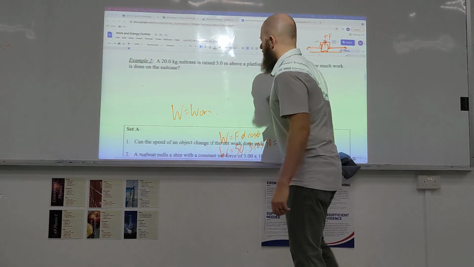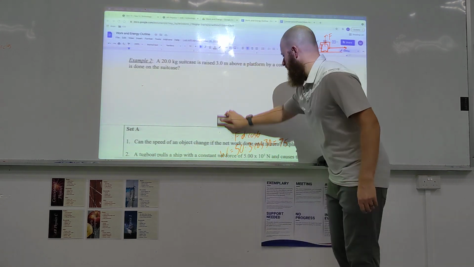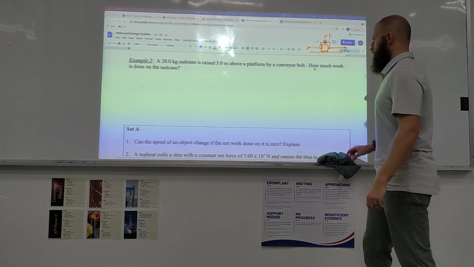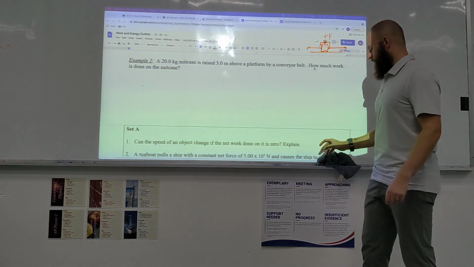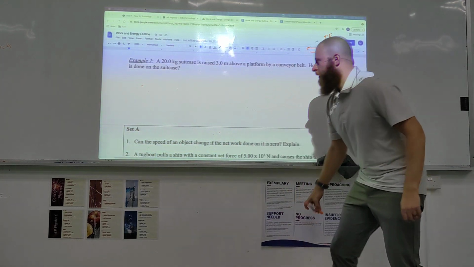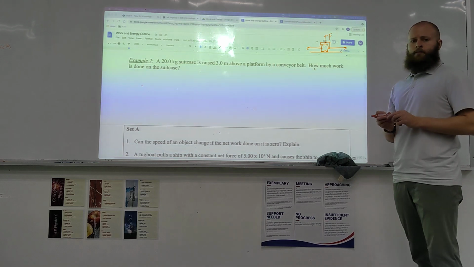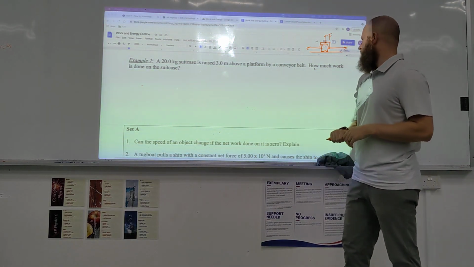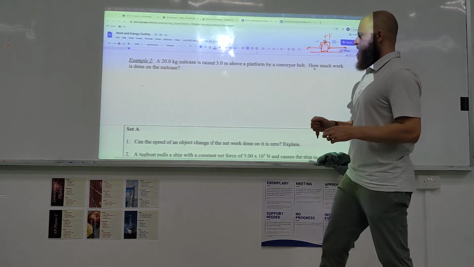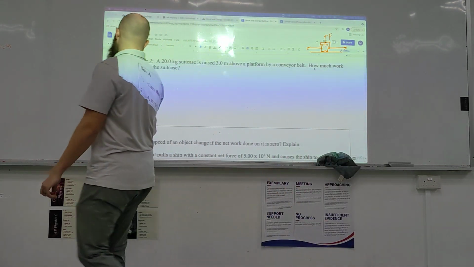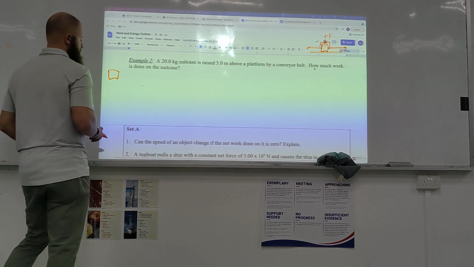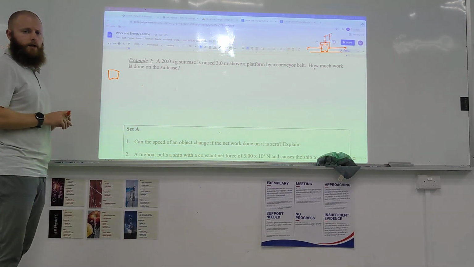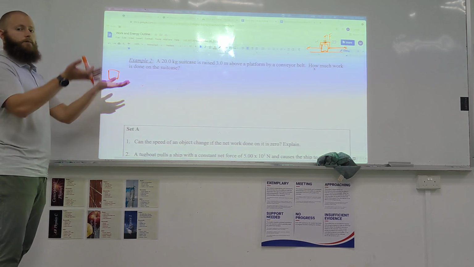Okay, so we have a 20 kg suitcase raised 3 meters above a platform by a conveyor belt. How much work is done on the suitcase? So in this case, we're only concerned about going up, okay? So if I'm only concerned about going up, let's draw a little free body diagram here. Okay, what are the two forces acting on this suitcase as it's being moved up?